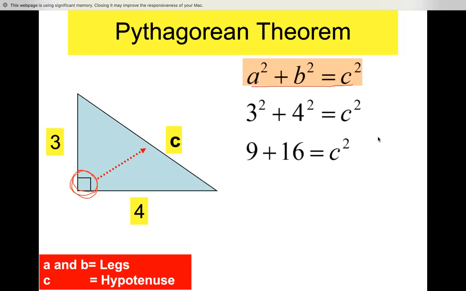9 plus 16 is 25. Okay, now it looks like yesterday's homework. At this step, we would say take the square root of both sides, and we have to consider that the answer is plus or minus. Remember the statement I made yesterday in class.